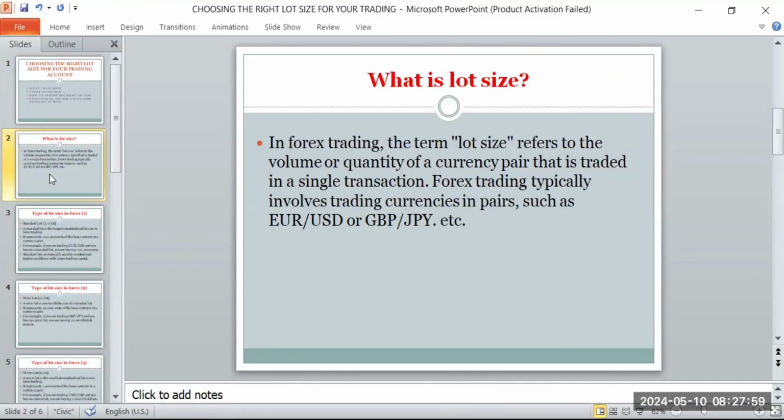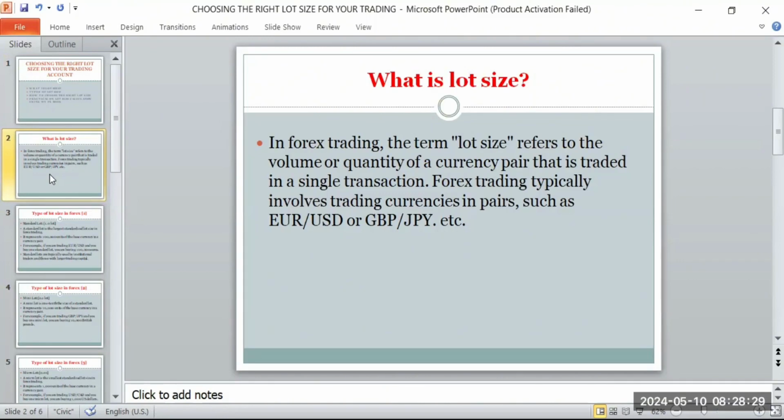Let me use this scenario. Let's say you go to the market and you want to buy a particular item. You don't just say, I want to buy this, I want to buy that. You need to specify the quantity of the item that you want to buy. The same thing applies to forex trading. If you are buying any currency pair, you need to specify the quantity of that currency pair that you want to buy. This is basically what lot size is.